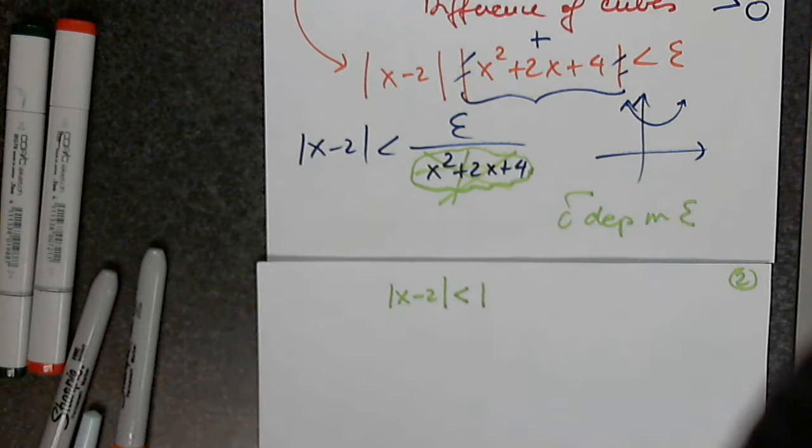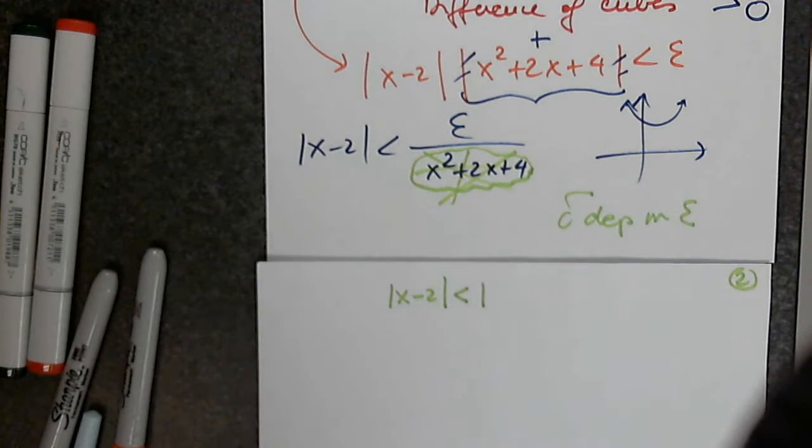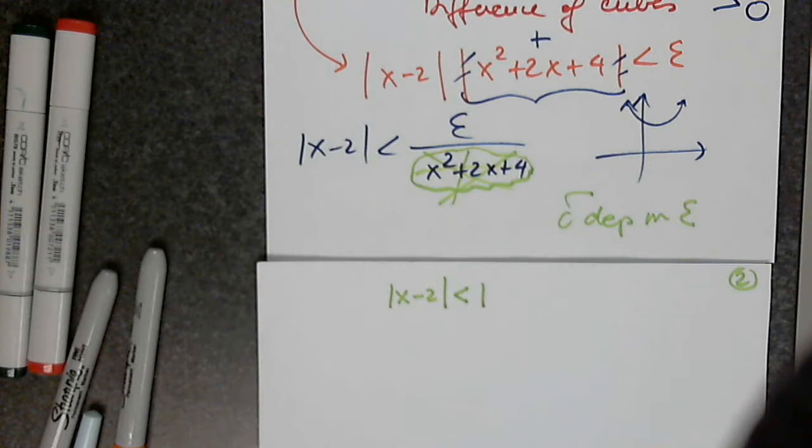And number 2, delta should not be more than 1. The distance between x and 2 should definitely be less than 1. So when I pick x next to 2, it should not be 3, and it should not be 1. It should be much closer. So if I say less than 1, I'm safe.